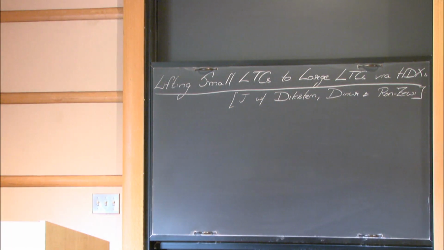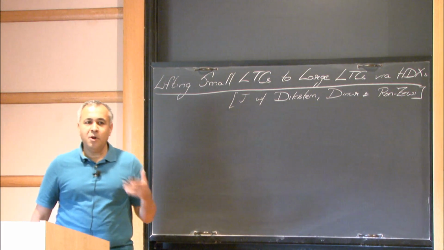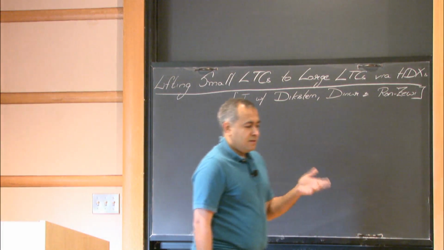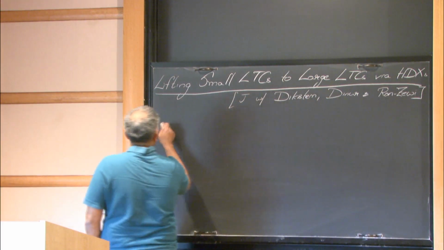I've been working, as Edith mentioned, on PCPs for quite some time, and one related combinatorial object is locally testable codes. We don't know how to construct optimal locally testable codes. It's an open question whether locally testable codes exist. So this whole talk is motivated by the following question.